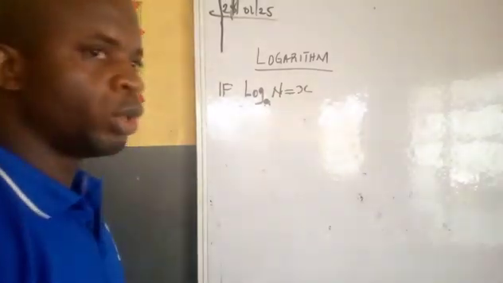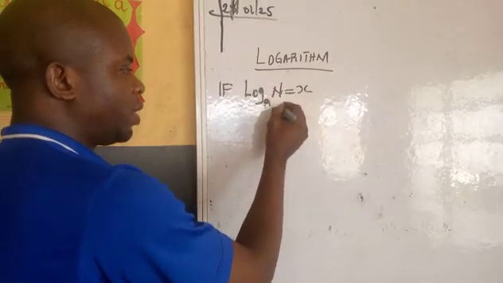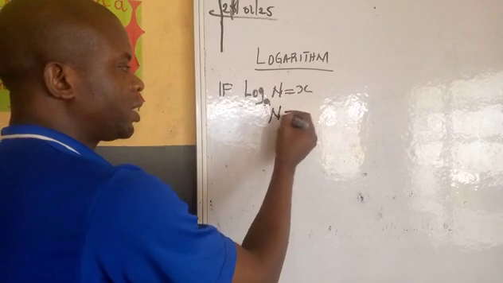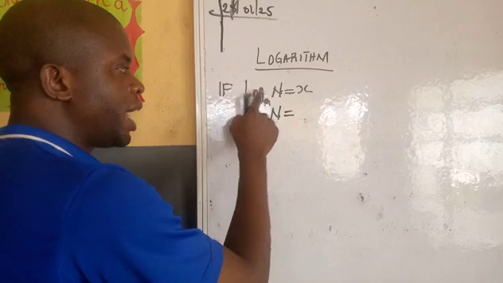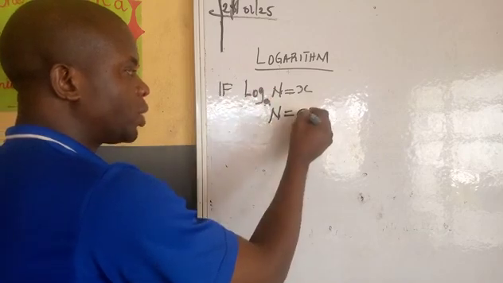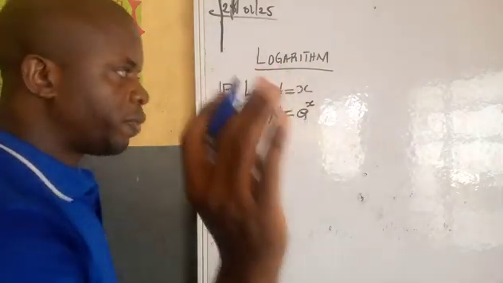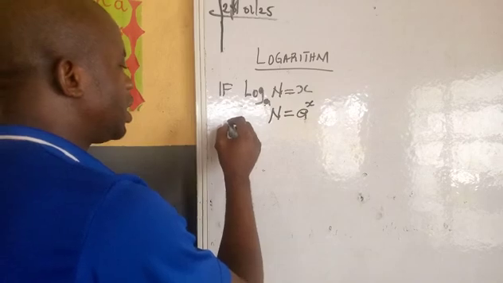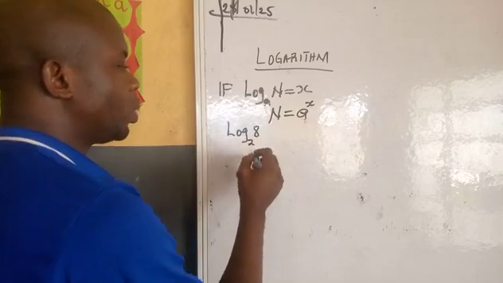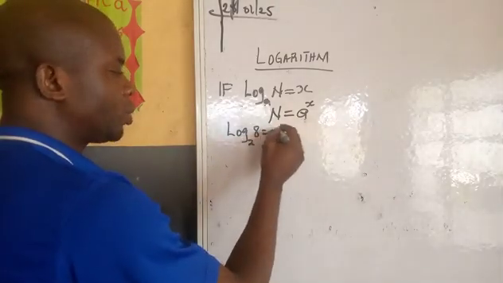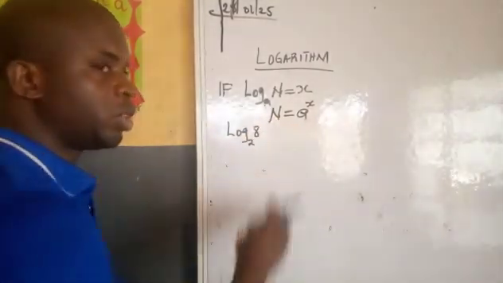So if you want to get this definition, the n comes down first, equals, then the base here will come outside, raised to the power x. For instance, let's take log 8 base 2. Sometimes the examiner will give you equals x or y, and sometimes nothing will be there. It means you have to do that yourself.